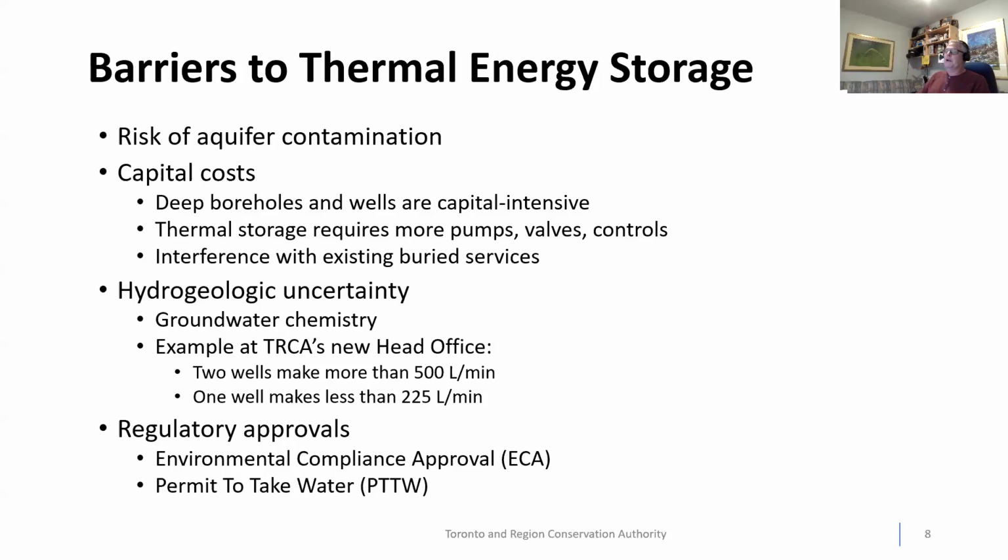An example from our new head office, not a big piece of real estate. We have 2 wells there that make more than 500 liters a minute. We have 1 well that makes less than 225, if that. And it's on the same property, same aquifer, same depth. So this uncertainty is not something industry and homeowners are willing to tolerate, obviously, especially when they're putting up those capital costs at the beginning.